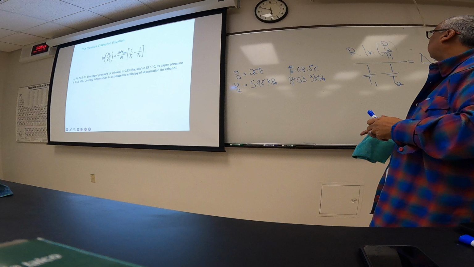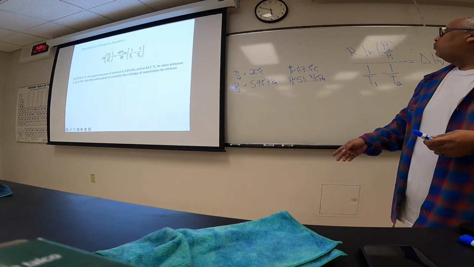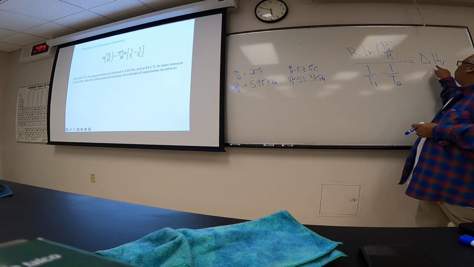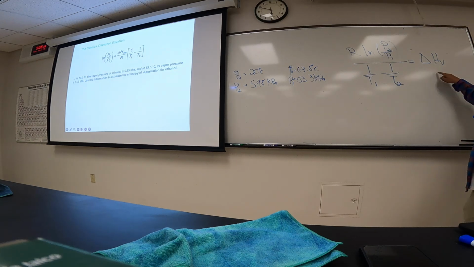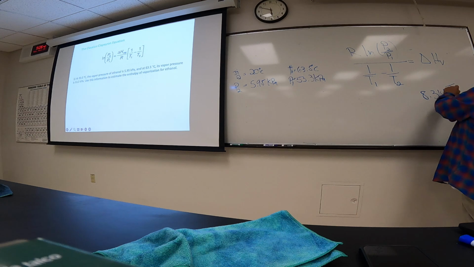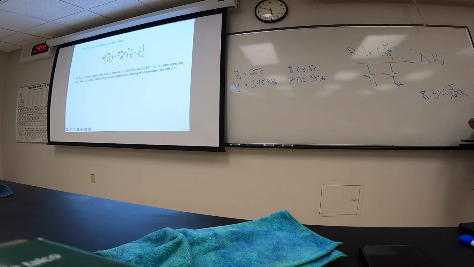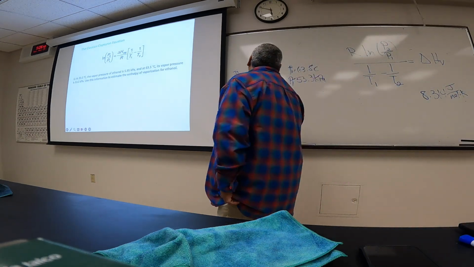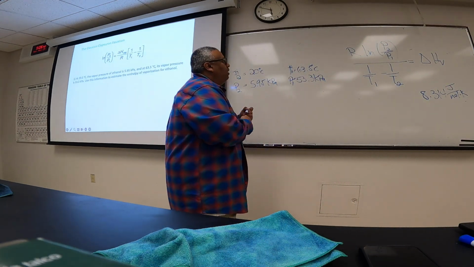For R, is it 0.80206? No, for R, because enthalpy is in joules, right, we're going to use 8.314 joules per mole Kelvin, right? That's what we want, because enthalpy is going to be in joules. So now that we know this information, we just kind of have to keep things straight.